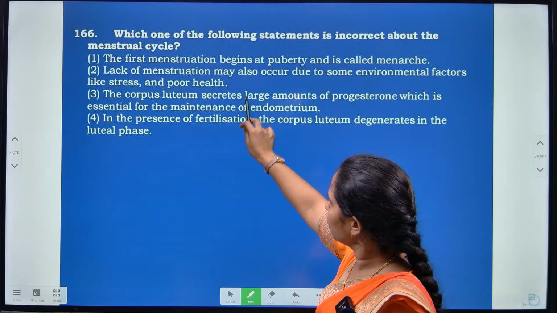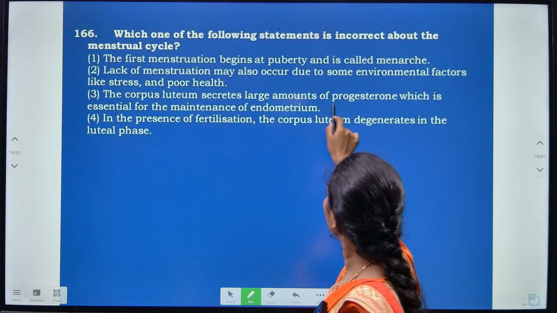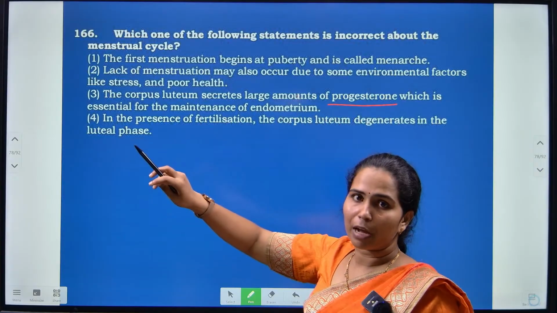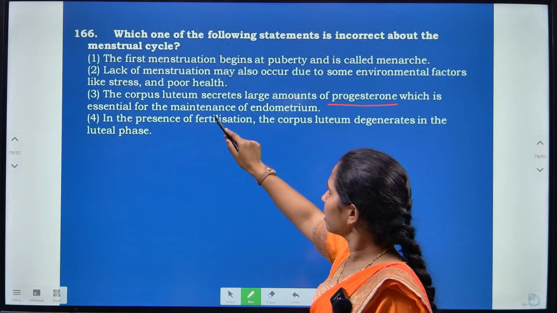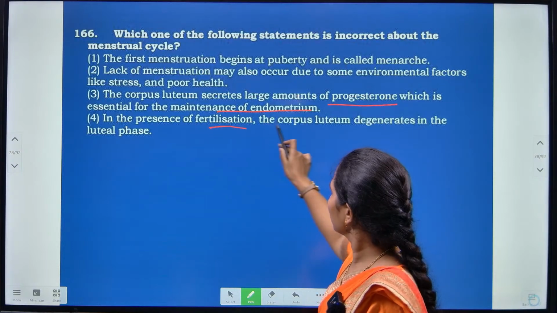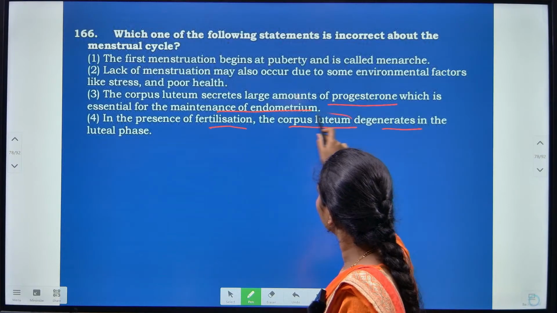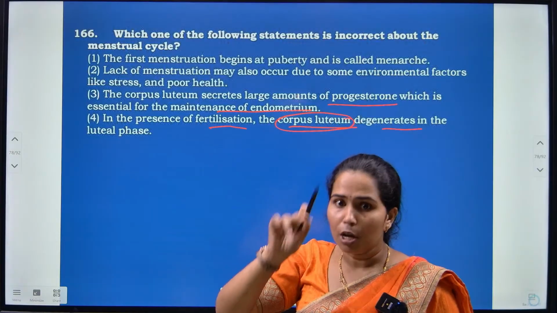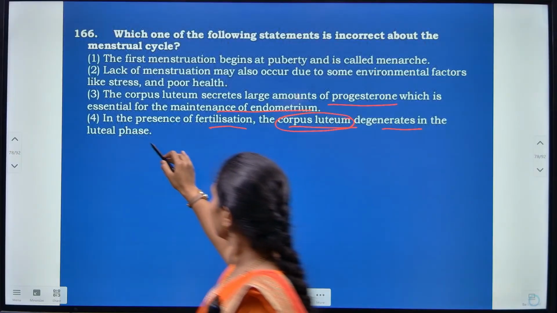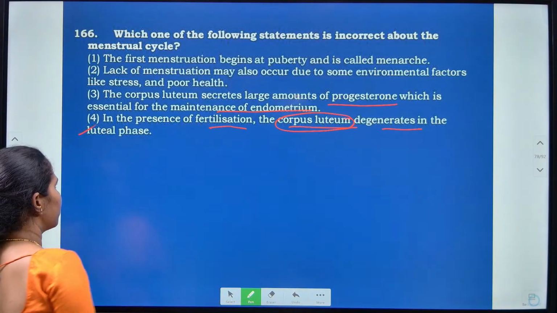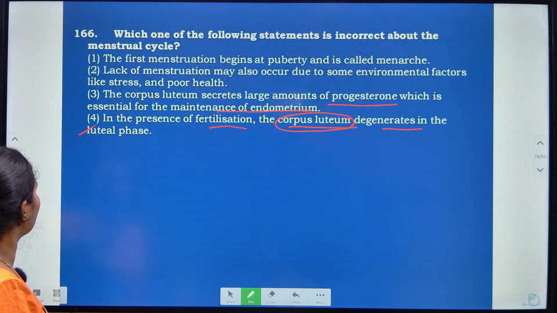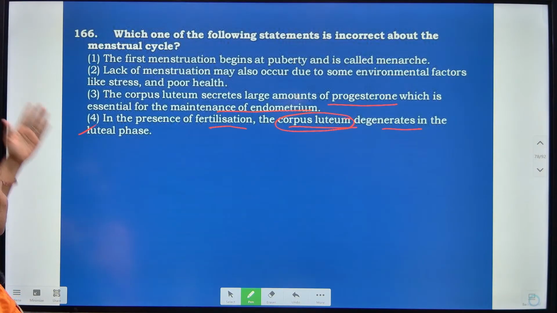Yes, absolutely. The corpus luteum secretes a large amount of progesterone, the pregnancy hormone, which is formed after fertilization and is essential for the maintenance of the endometrium of the uterus. In the presence of fertilization, the corpus luteum degenerates. No, it is not going to degenerate, but it is going to persist when fertilization takes place in the luteal phase. That is the last phase of the menstrual cycle, the secretory phase. So option 4 is the right option, the incorrect statement for the menstrual cycle.